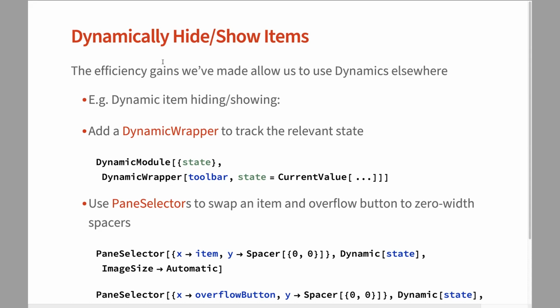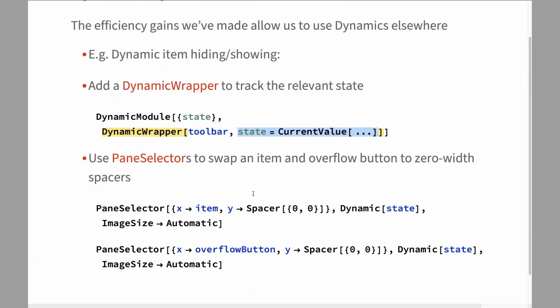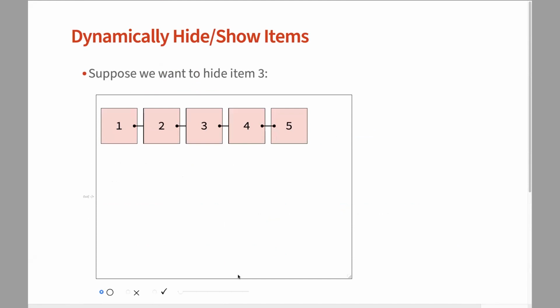And so the way you do this, you take your toolbar here, and then you put it in this dynamic wrapper that's going to update, that's going to track some state variable. And then you can just use pane selectors to swap out an item for a zero width spacer, right? So here's, depending if this state is like X, then you'll see the item. If it's Y, then the item is hidden by a zero width spacer, and then similarly with the overflow buttons. So you have to just be a little careful when you're doing this.